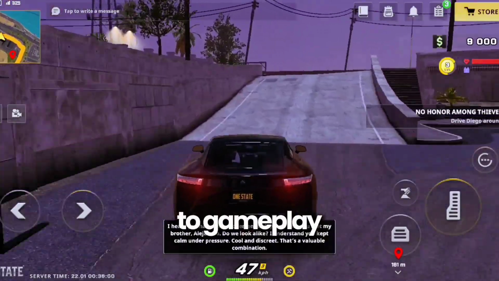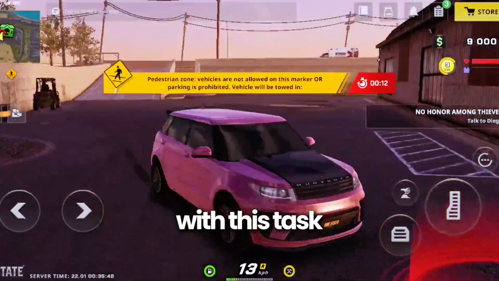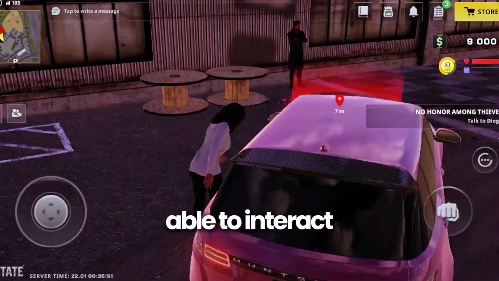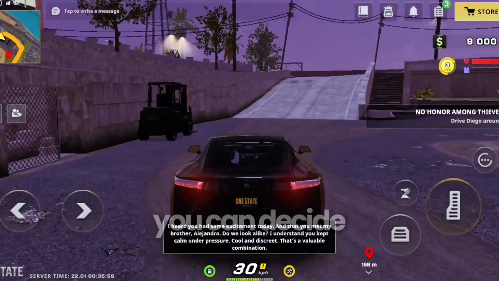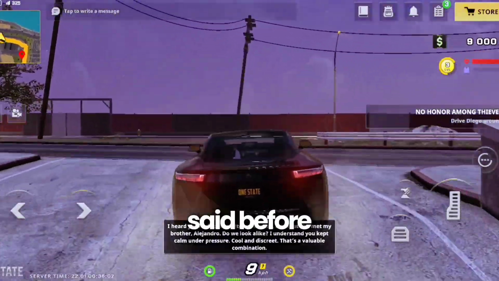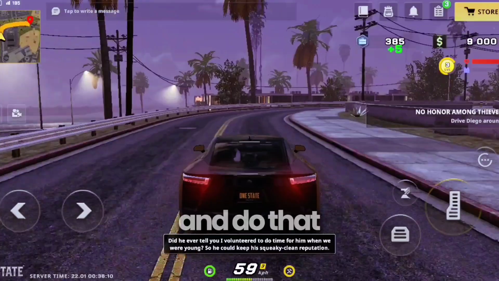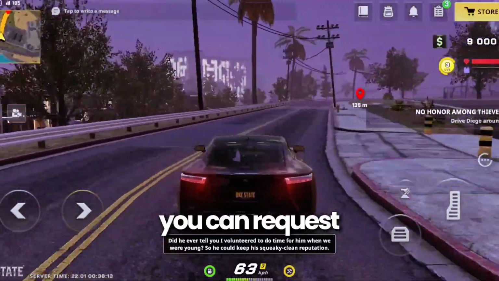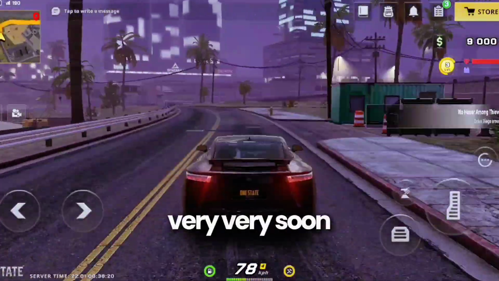So back to gameplay. This is the second to the last task, and once you are done with this task, you should be able to see other people and interact with them freely. And at the end of this task, you can also join a gang. You can decide to go to the hospital, but like I said before, make sure you complete all of your tasks before you continue. At this point, you can request to join a gang if you want to. If you don't want to join a gang, then we'll talk about the factions very soon.